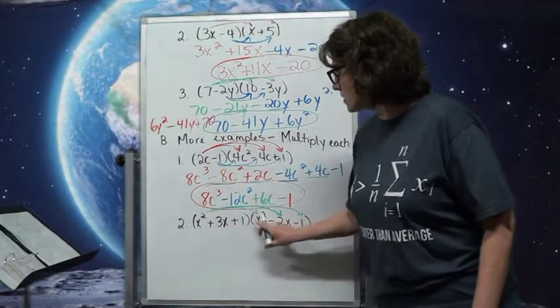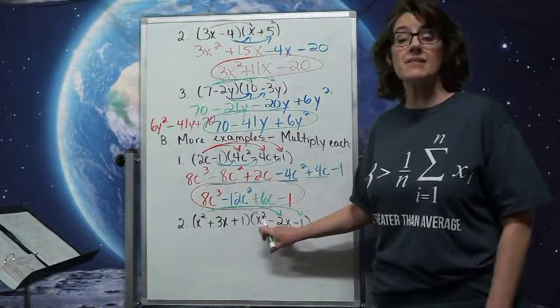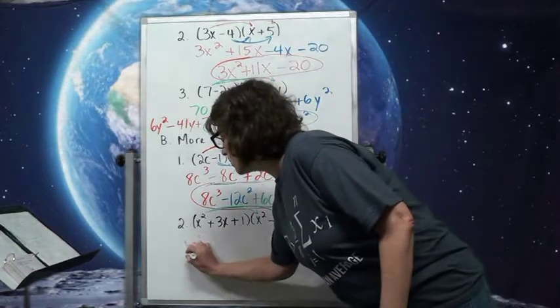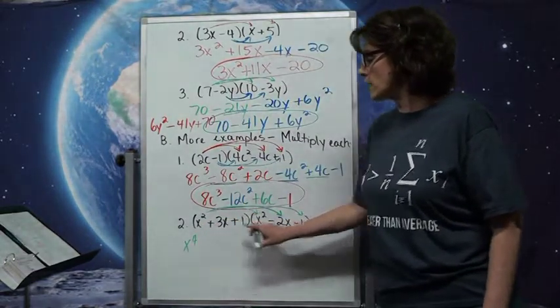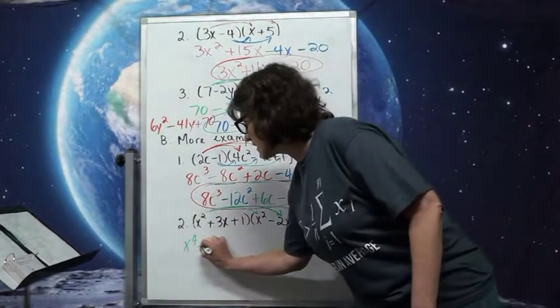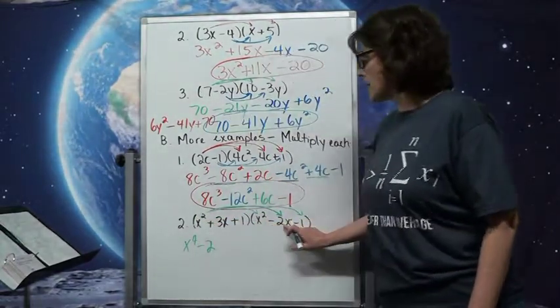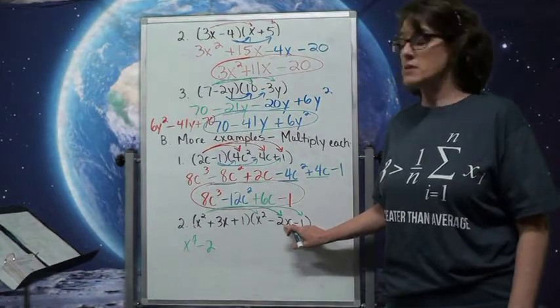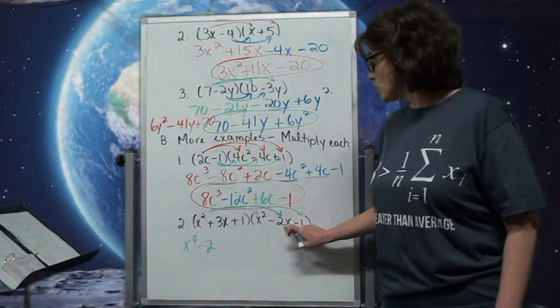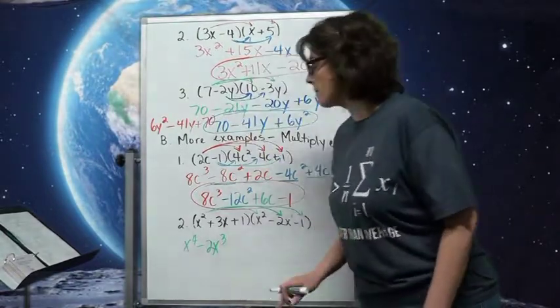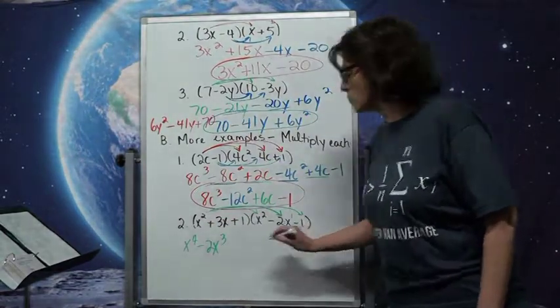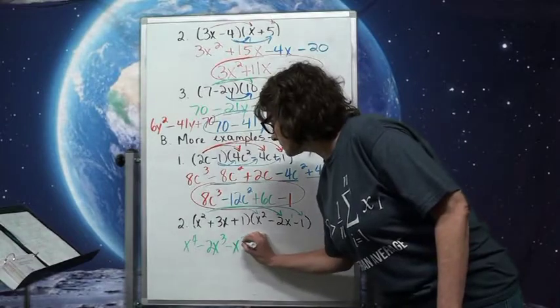So x squared times x squared, when I multiply the bases, I add those exponents. 2 and 2 will give me 4. And now when I do x squared times negative 2x, well, 1 times negative 2 is a negative 2. X squared times x, again, add up those exponents because I'm multiplying the bases, and a 2 plus an understood 1 will give me a 3, so it's x to the third. And now x squared times a minus 1 is a negative x squared.